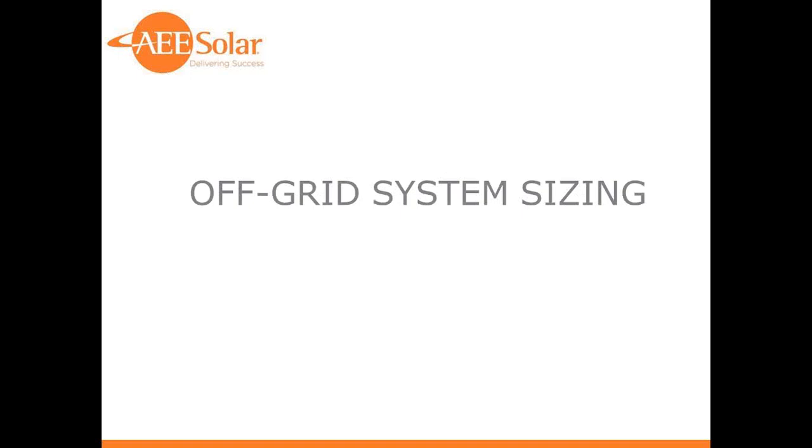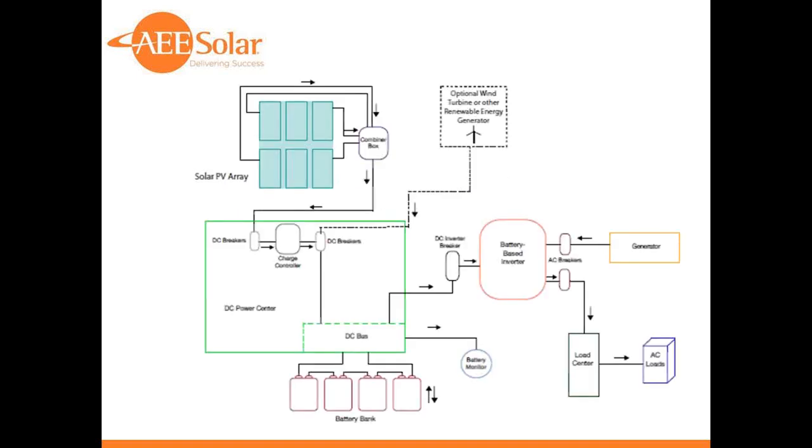Okay, we're going to get into some more general off-grid sizing information here, now that we know a little bit about batteries. This is somewhat of a rough block diagram of a typical off-grid power system. In the upper left, we have a solar PV array, typically several series strings of PV modules that are then combined in a combiner box. The output of that goes to a DC breaker, then to a charge controller, to another DC breaker, which then goes on to the battery.